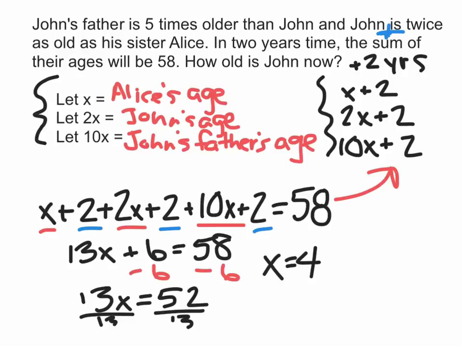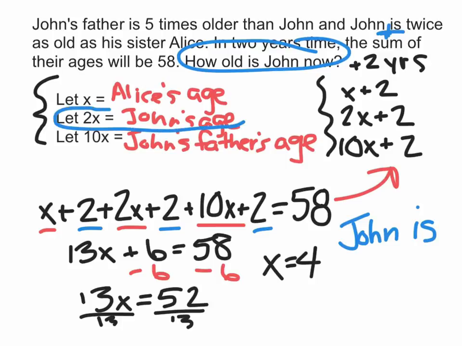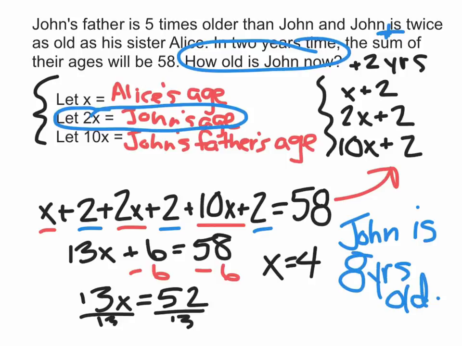Okay, so what did we find? X equals 4, and 4 is Alice's age. They don't ask me for Alice's age. They ask me for John's age. Okay? So I have to take a look. John is 2x. John right now, right? So John is x times 2, 8 years old. There you have your answer.